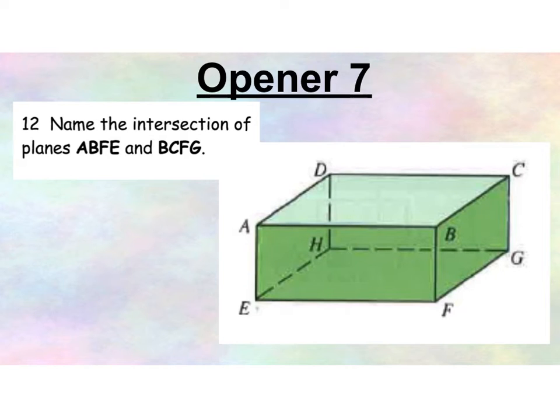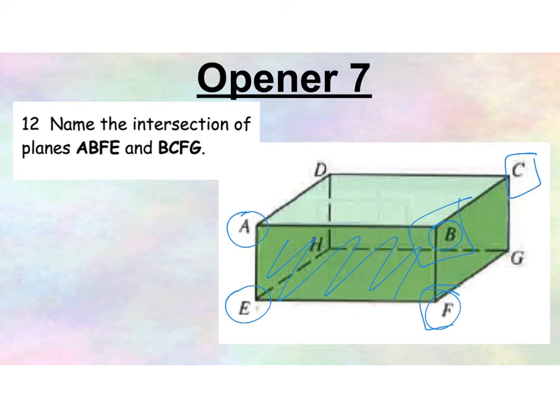Name the intersection of planes ABFE and BCFG. ABFE is essentially this front. BCFG is the right-hand side. And where do they intersect? That would be in this line segment. So our answer would be BF.